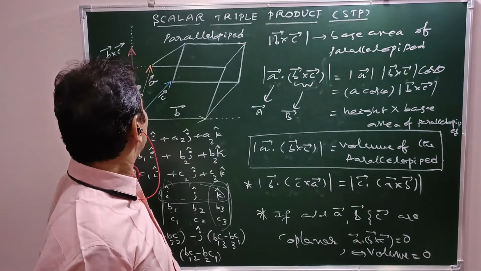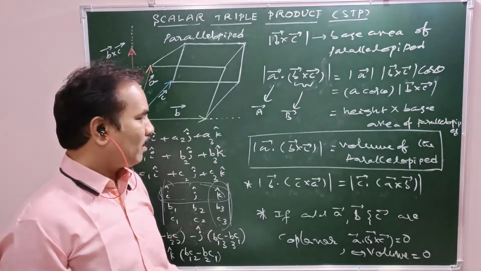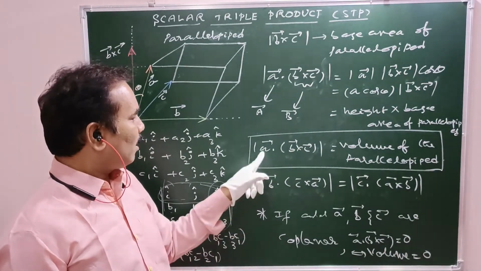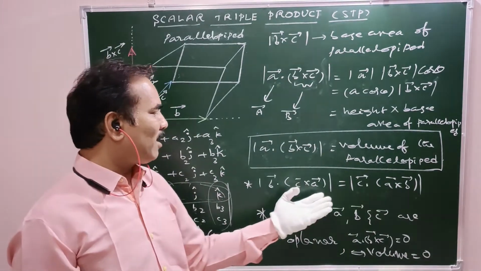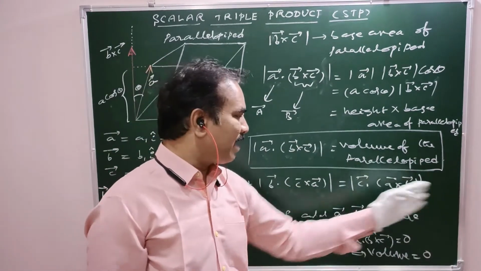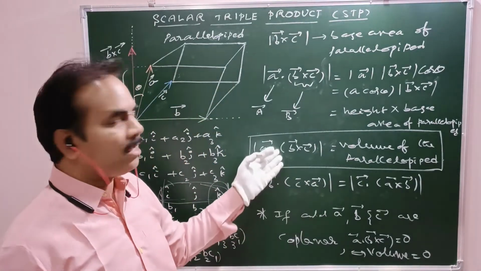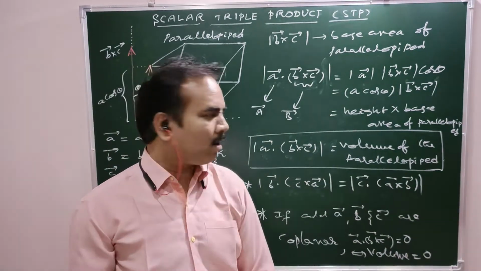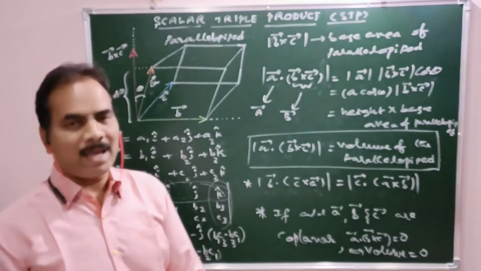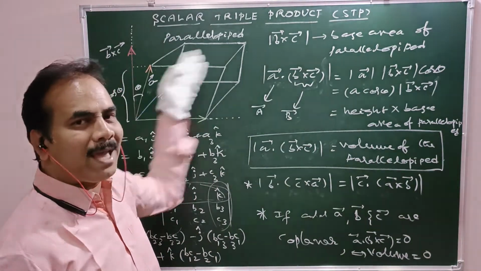Height of the device. This is C bar, this is A bar, this is B bar, like that. Okay. Now in all the three cases, whether it is mod A bar dot B bar cross C bar or mod B bar dot C bar cross A bar or mod C bar dot A bar cross B bar, in all the three cases, the scalar triple product of three non-coplanar non-zero vectors always becomes equal to the volume of the parallelepiped when they are taken as the coterminous edges of the parallelepiped.